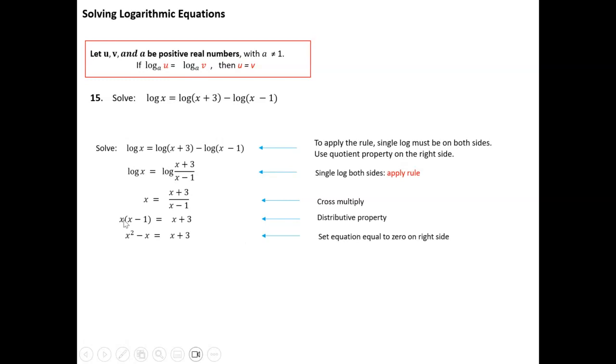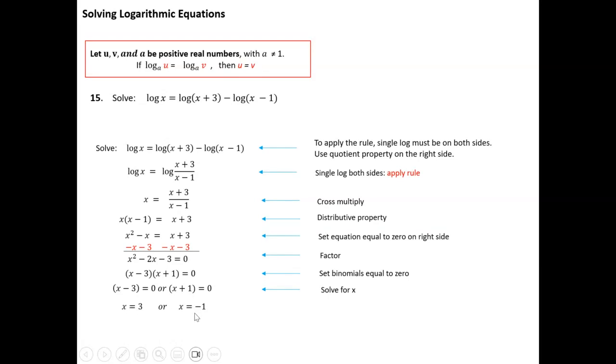So we're going to subtract x and 3 from both sides. It's going to give us x squared minus 2x minus 3 equals 0. Now we have to factor. It will give us (x minus 3) times (x plus 1) equals 0. So x equals 3 and x equals negative 1. Okay. Now the logs cannot be negative. We're going to check our answers on the next slide, but the logs cannot be negative.